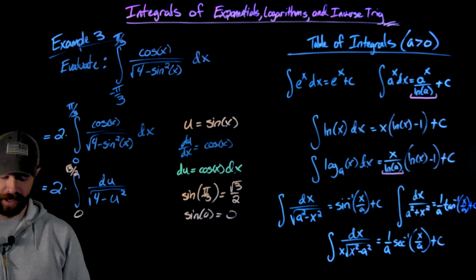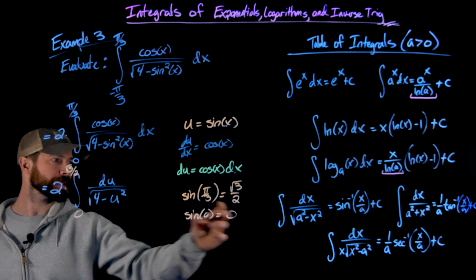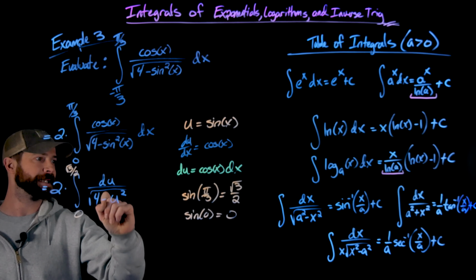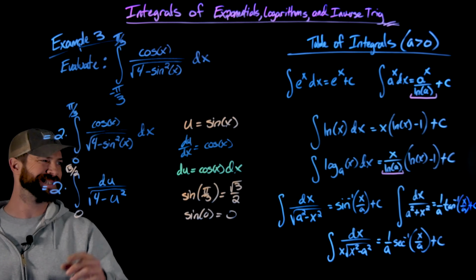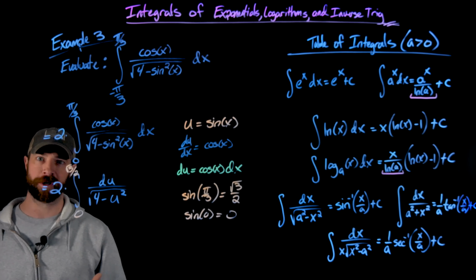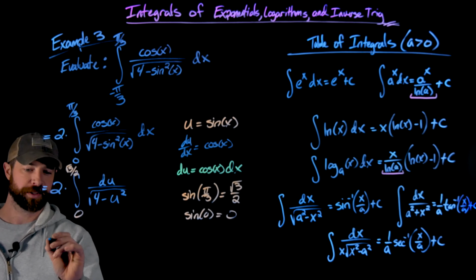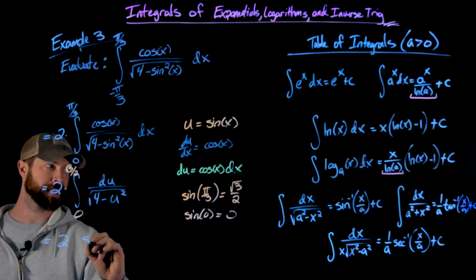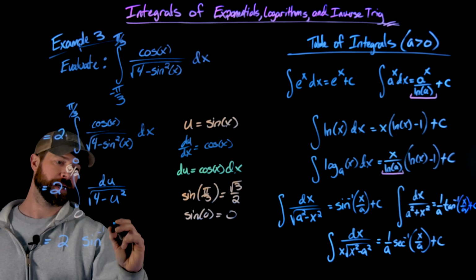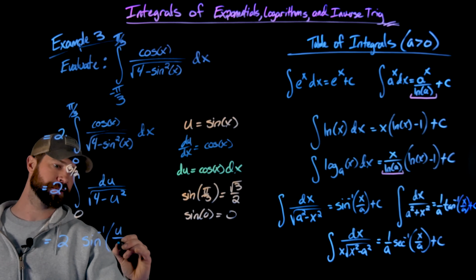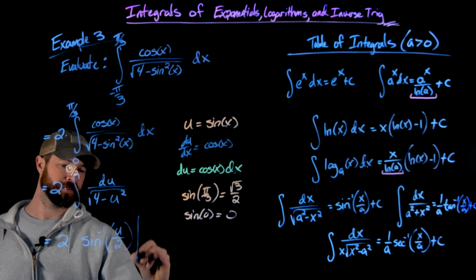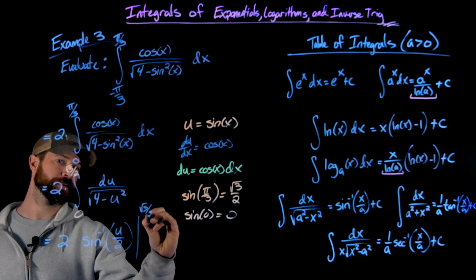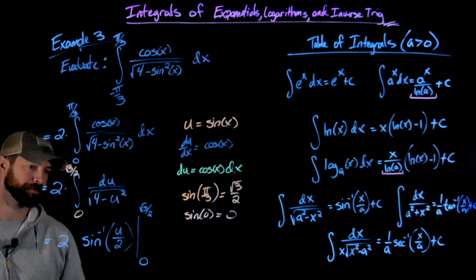And so now I can use this property of this integral for the sine inverse. In this case, a is 2. It's a square root of 4, but we get a nice number like 2. So let's do this. So I get 2 times the sine inverse of u over 2. And we're going to evaluate that from root 3 over 2 to 0.